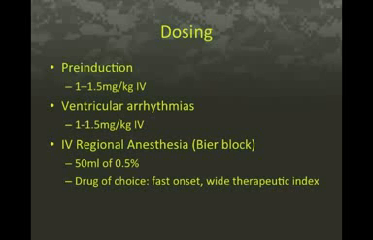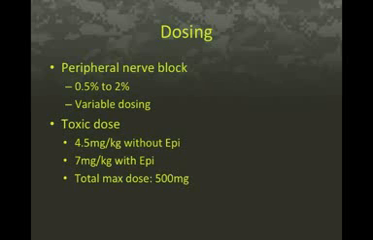50 milliliters of 0.5% lidocaine is used for a total dose of 250 milligrams. Lidocaine is the local anesthetic of choice for these procedures due to its relatively fast onset and wide therapeutic index. For regional anesthesia with a peripheral nerve block, concentrations of 0.5 to 2% are common. Exact concentrations and dosing are highly variable and depend on the needs of the patient and the type of nerve block being performed.